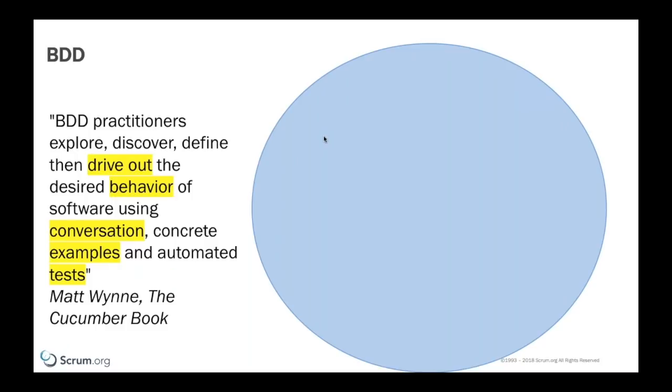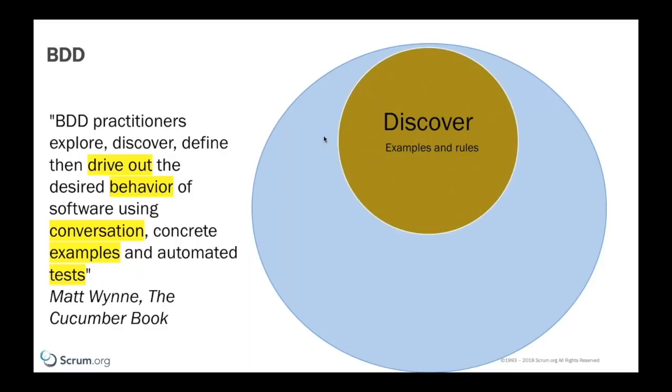Here's the definition of behavior-driven development. We work together to explore, discover, and refine and drive out behavior of the system using conversations, which I just showed you, concrete examples, which I just showed you, and some automated tests.